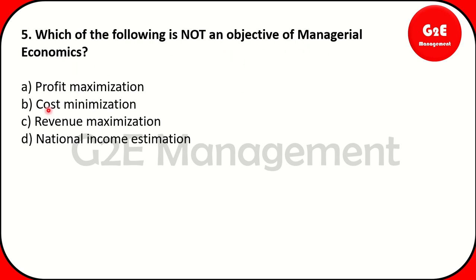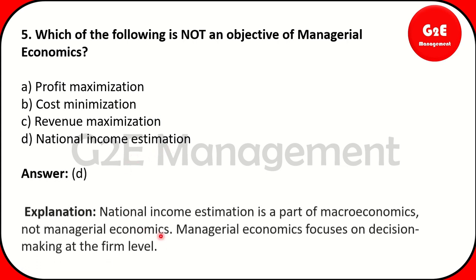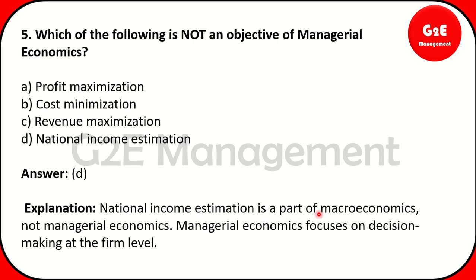So profit maximization and cost minimization are also included, right? Revenue maximization is also included. Which is not? National income estimation. So the answer is D. Why is national income estimation part of macroeconomics and not managerial economics? Managerial economics and macroeconomics are different, right?